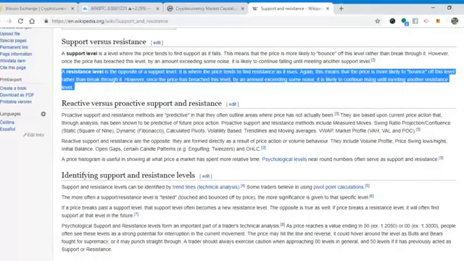Open gaps, certain candlestick patterns, i.e. engulfings and tweezers, which I go through and I tell you guys constantly what them double tweezer bottoms and double tweezer tops look like. A price histogram is useful in showing at what price a market has spent more relative time. Psychological levels near round numbers often serve as support and resistance, meaning 10, 20, 30, 40, 50. 25, 50, 75, 100, 50, 100, 150, 200, 250, 100, 200, 300, 400, 1,000, 2,000, 3,000, 4,000. That's what it means by psychological levels.